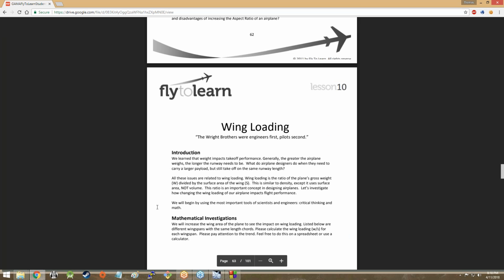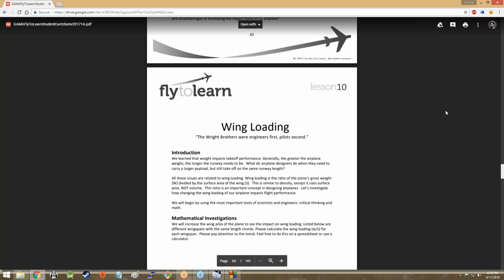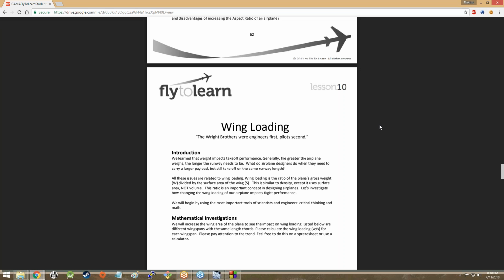So wing loading. That's actually the next thing that we're going to be working on. So let's take a look at that. We learned that weight impacts takeoff performance. Actually, that was one of the sets of test flights, where you guys took off with varying, increasing amounts of weight and saw that the takeoff distance was longer.